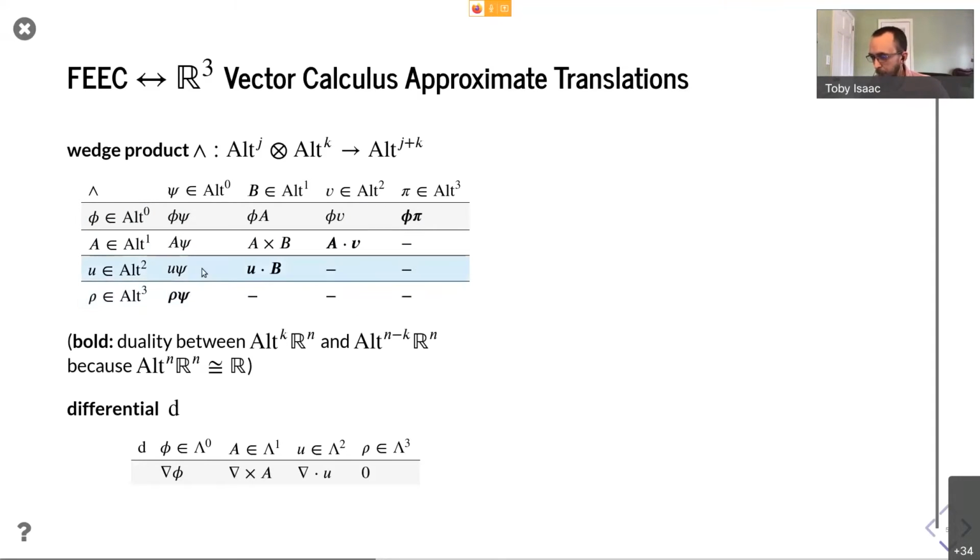So here, for instance, we have one forms representing vectors and two forms representing dual vectors. We can take the dot product of them together. It's a scalar in vector calculus, but really what's going on in exterior calculus is you're making a volume form.